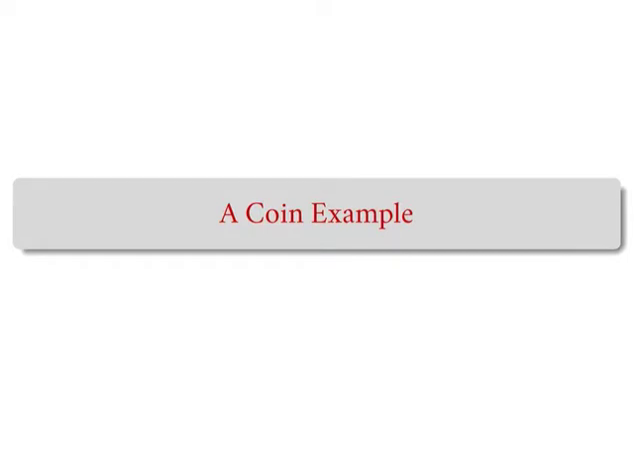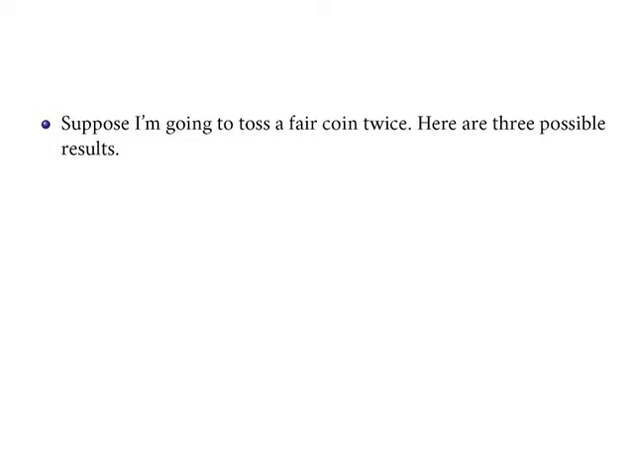So we begin with an example with a coin to illustrate, in an intuitive way, some of the calculations that we will be using our formal rules to do. So I want you to suppose that I'm going to toss a fair coin twice. Now here are three possible results.